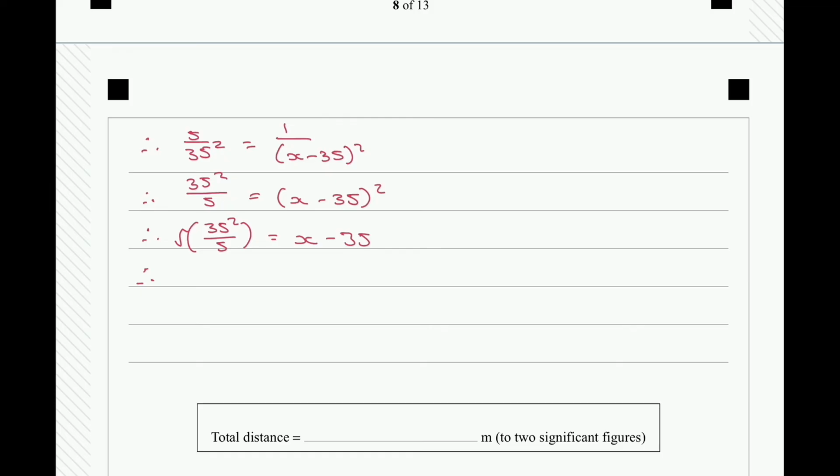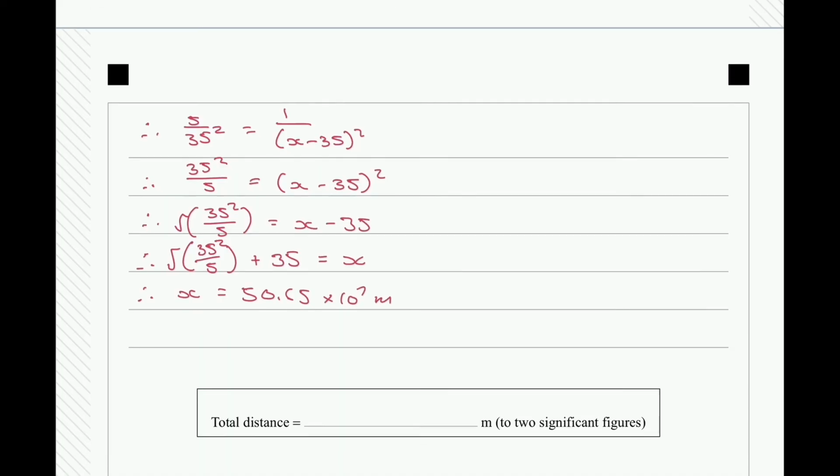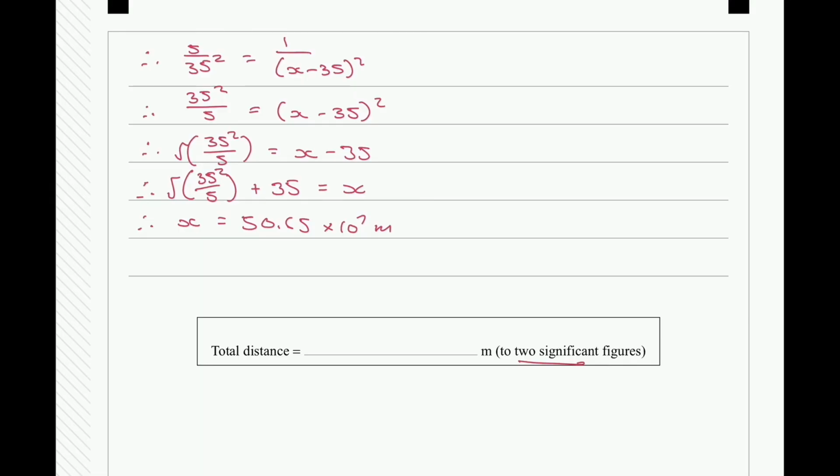So that's going to be equal to the root of 35 squared over 5, plus our 35, is equal to x. Then we can punch that into our calculator. We get an x value equal to 50.65. Now the important thing is, remember, it's 50.65 times 10 to the 7 meters. So when we round to two significant figures, that is just going to be 51 times 10 to the 7.